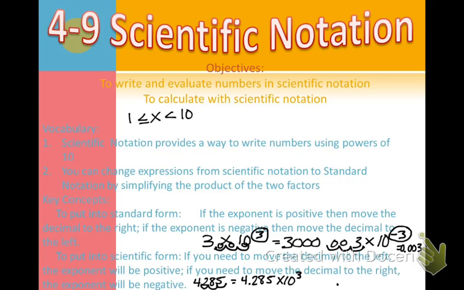If I have 0.052, if I move the decimal over 1, 0.52, is that between 1 and 10? No. How about if I move it over one more time? Is 5.2 between 1 and 10? Yes. So it's going to be 5.2 times 10. And how many times did I move it over? Twice. And it's negative 2. Very good.